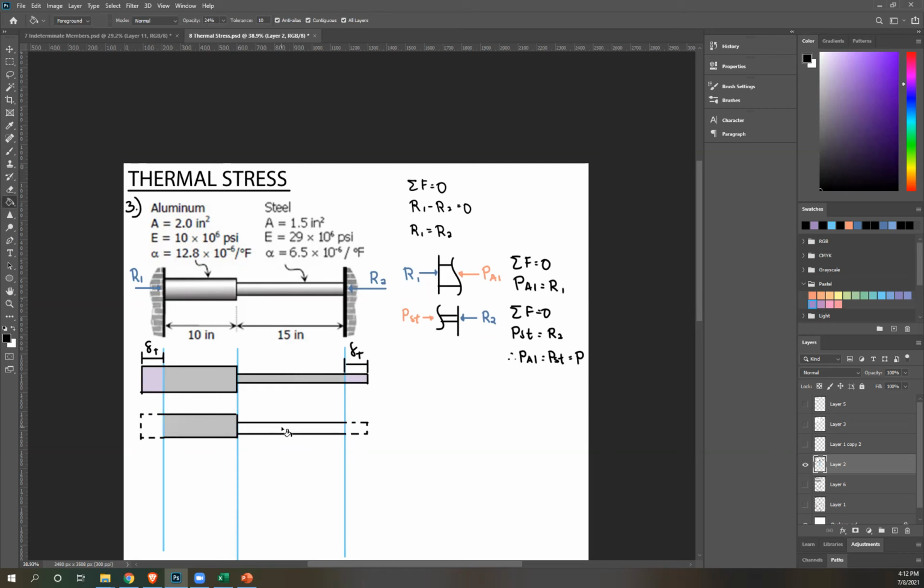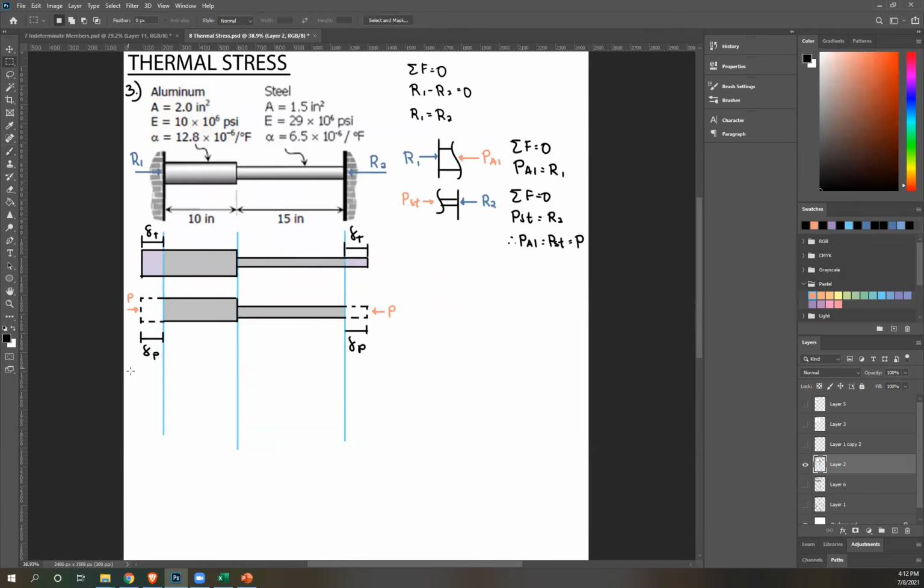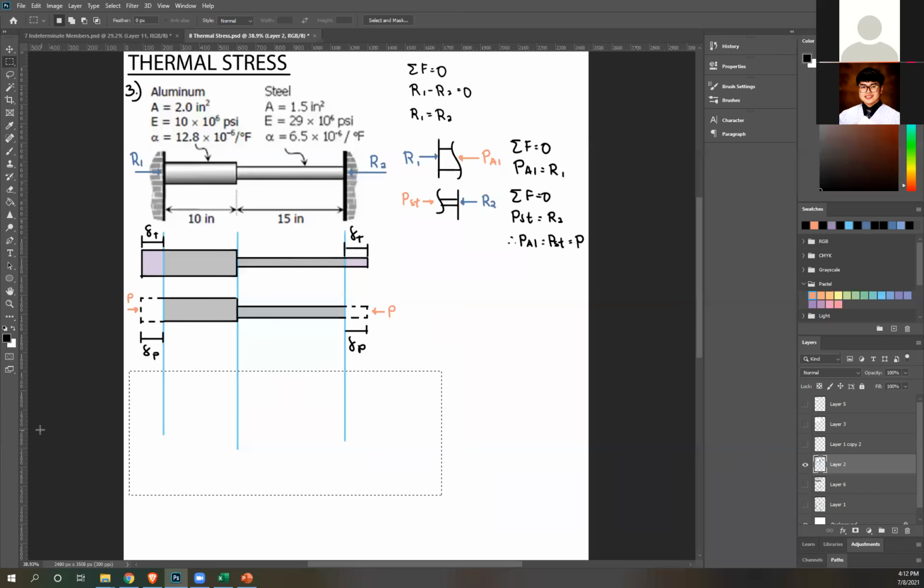And again, there's an applied force here. Put it back. And then this is how much it deforms afterwards when you put it back. So sigma delta P, same thing here, delta P. And then from the drawing, again, you can create your equation.